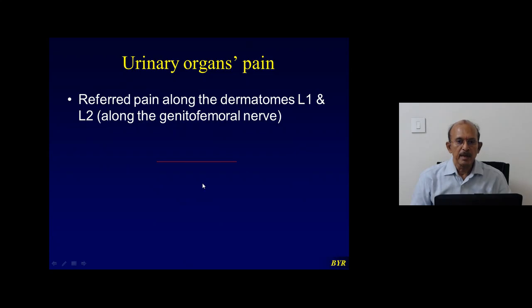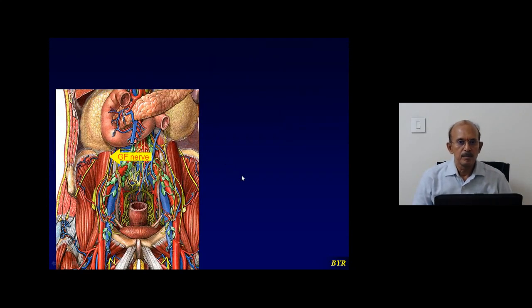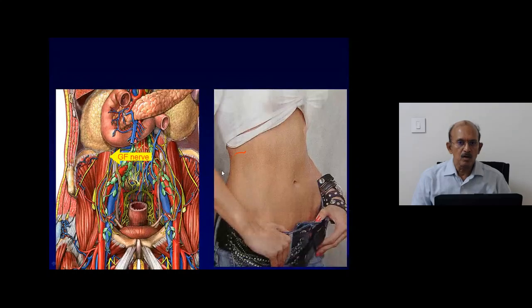The urinary organs pain is referred along L1 and L2, that is along the genitofemoral nerve. No, not both shoulders, only one shoulder, the affected shoulder. The right diaphragm will produce pain in the right shoulder, the left diaphragm will produce pain in the left shoulder. So the urinary organs pain is carried along the genitofemoral nerve, and the pain is felt along its course, from the loin to the groin.